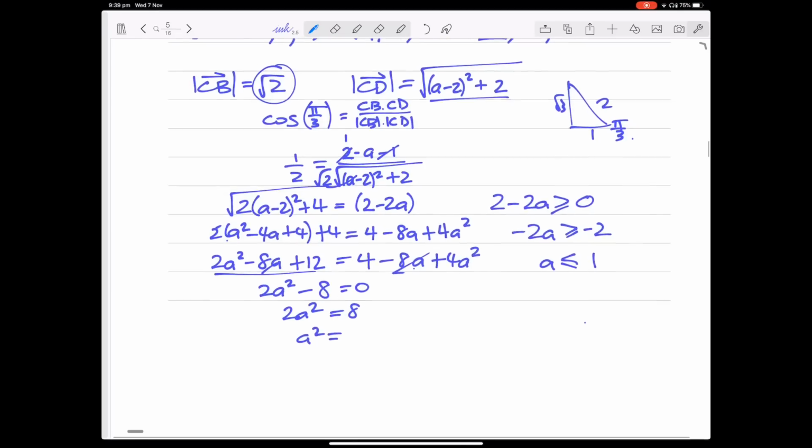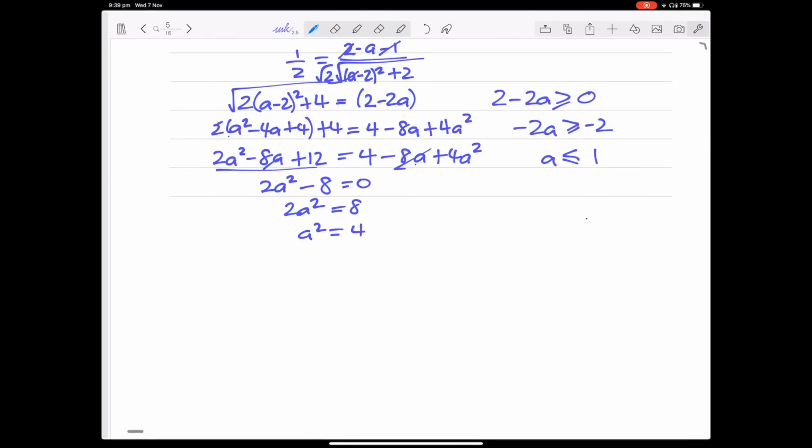A squared is equal to 4. A is equal to plus or minus 2. However, a is less than or equal to 1. So therefore, a equals negative 2.